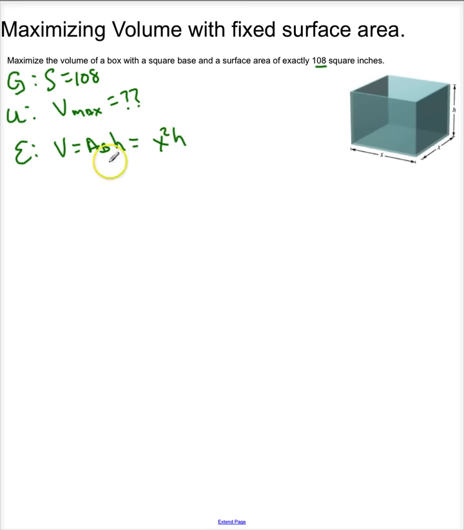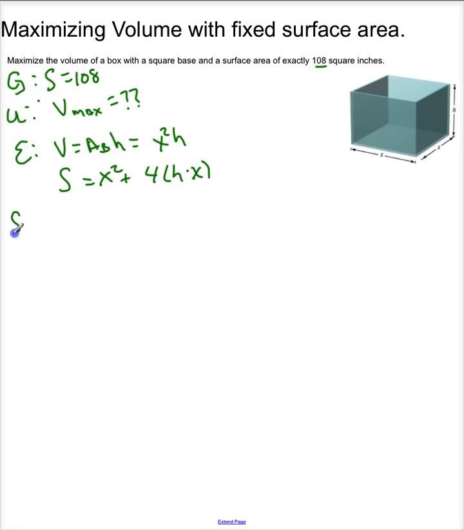Now, I can't just take the derivative of this. I know I need a secondary equation. So now I need to find my secondary equation, and that is given to me. The hint is right up here. The surface area is 108. So I know the surface area of this box is going to be the area of the bottom, which is x squared, plus the area of each side. Now, because the base is a square, all of these sides are going to be the same, and it's h times x.